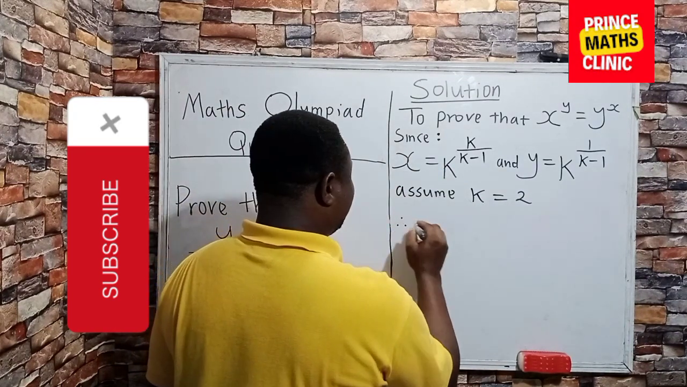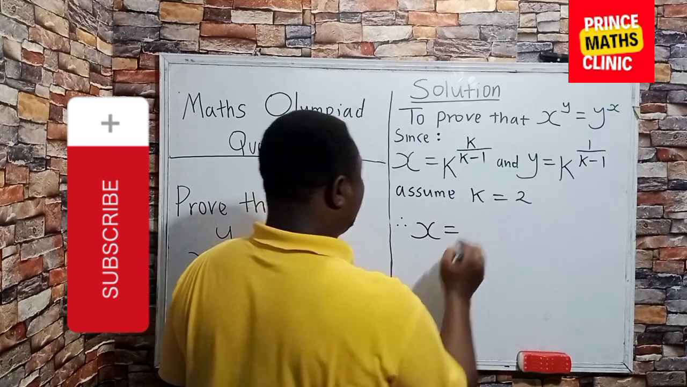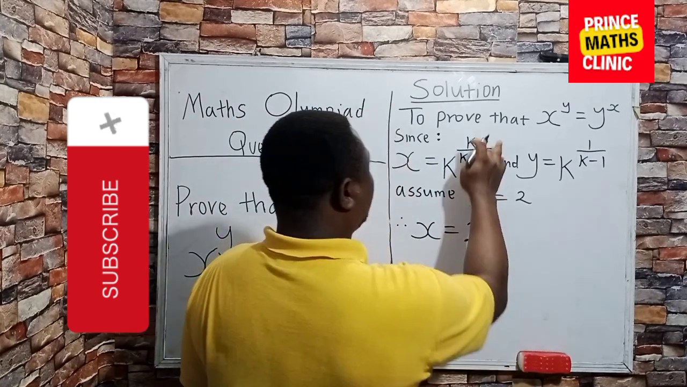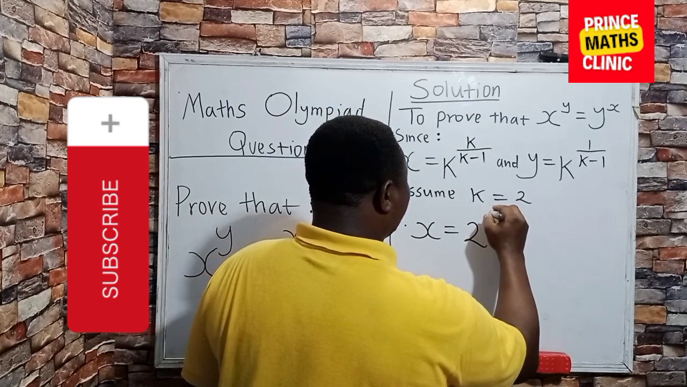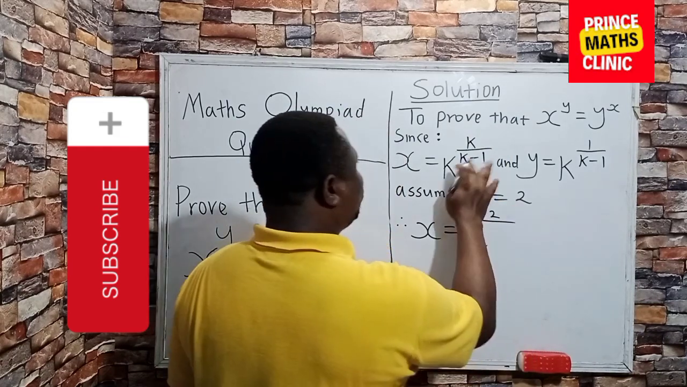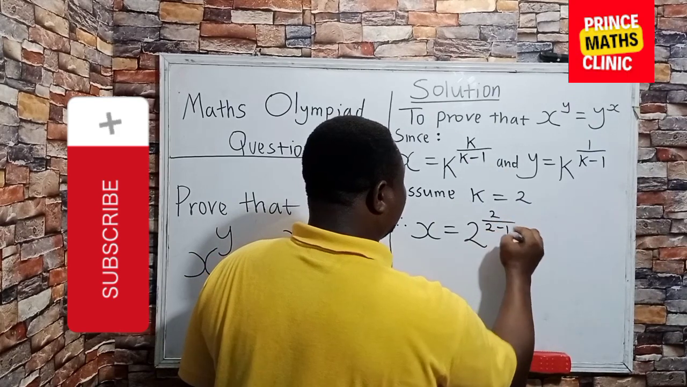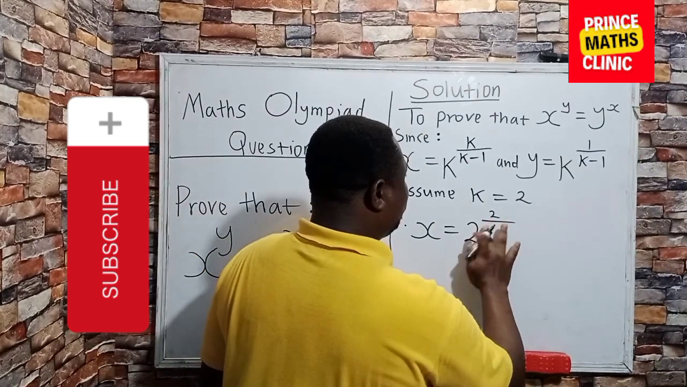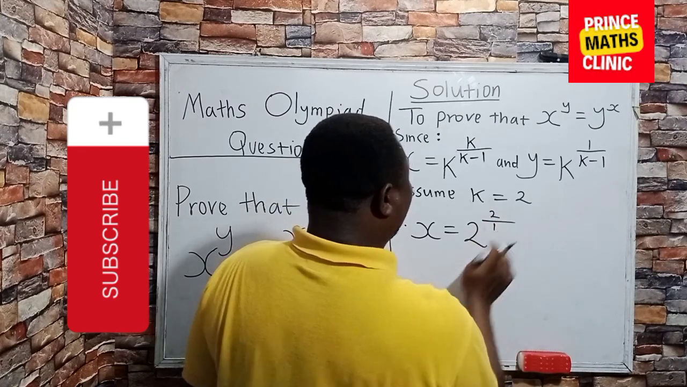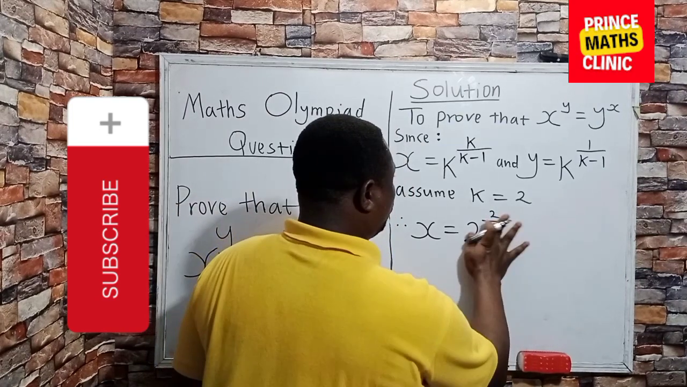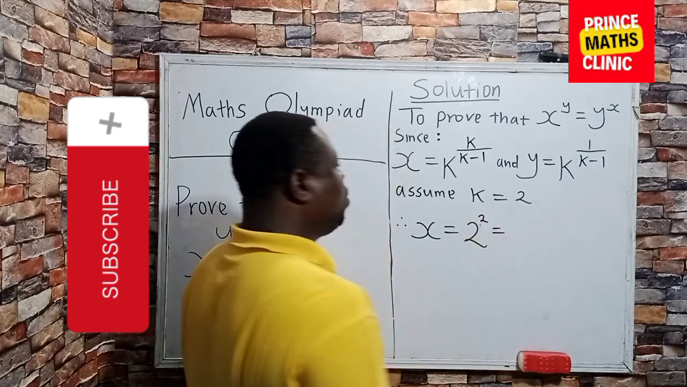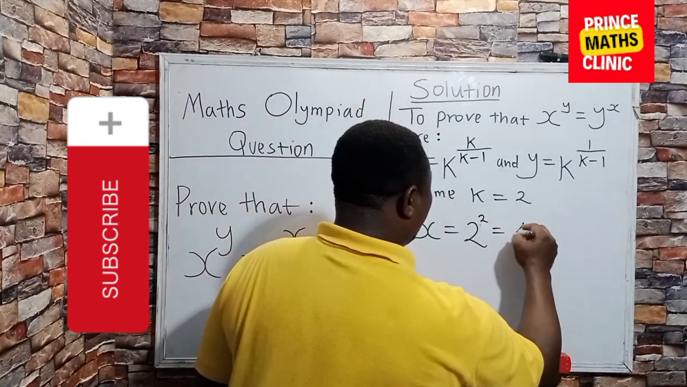Therefore, x will now become k, which is 2, then the power, which is k over k minus 1, which is 2 over 2 minus 1. 2 minus 1 is 1. So I'll put 1 here. And 2 over 1 is still 2. So this becomes 2 to the power of 2. And 2 to the power of 2 is 4.